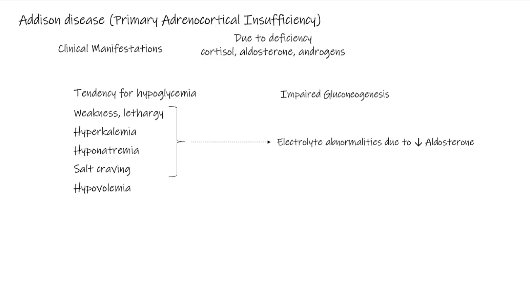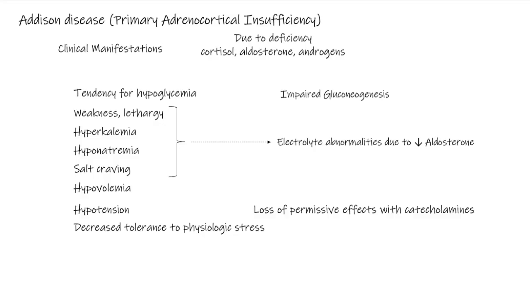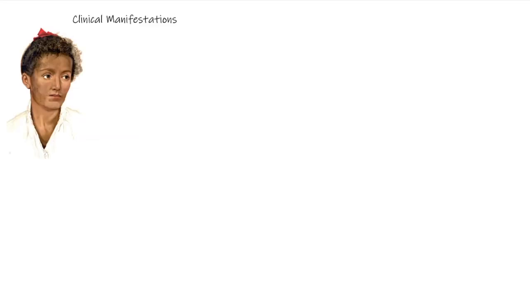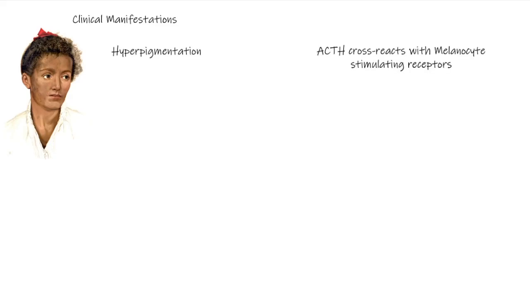Also, as a result of decreased aldosterone, we may see hypovolemia. The loss of permissive effects with regards to catecholamines combined with hypovolemia can contribute to hypotension. Because of cortisol's importance in the stress response, patients may demonstrate decreased tolerance to physiological stress. A final classic symptom involved with primary adrenal insufficiency is hyperpigmentation.